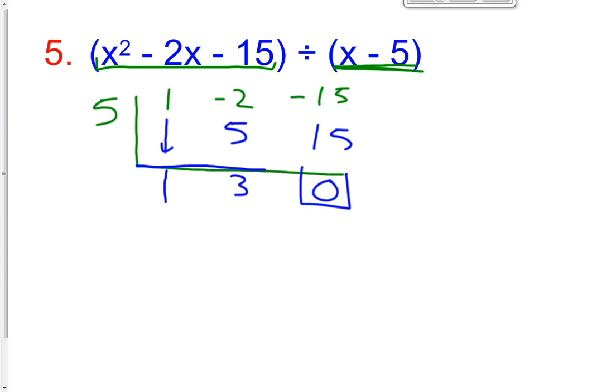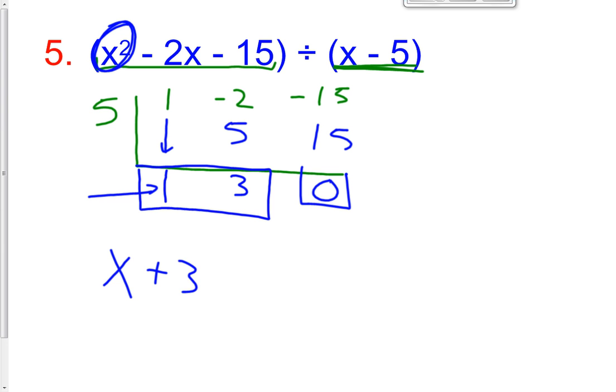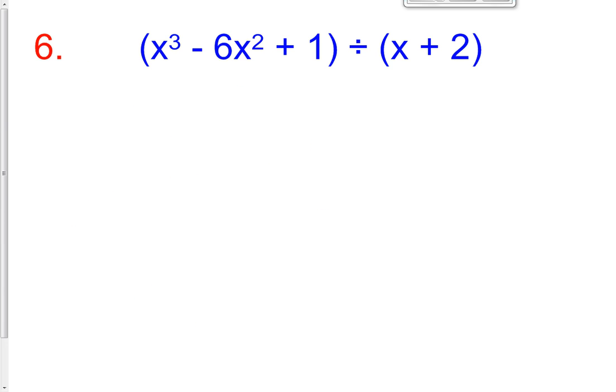These numbers represent 1 power down from the highest power of x, the coefficients of that. So our highest power of x in our dividend is x squared. So this 1 represents 1x, and then this 3 represents our constant term, a positive 3. Our answer on this one, our quotient, is x plus 3. Let's try problem number 6.